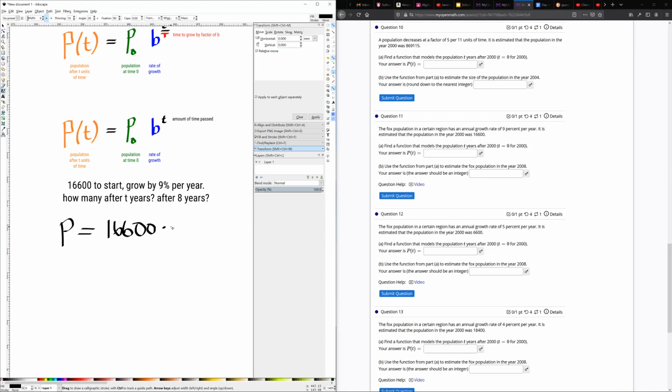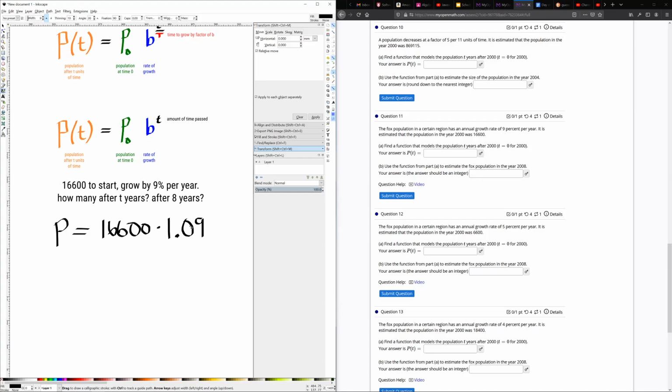Times an increase of 9%. That means you have your original 100%, 1, and then you add 9% to that. So 1.09 is your factor. So you're going to take your percentage and add that as a decimal to 1. You don't want to lose your original 16,600. You just want to increase that by 9%. So you're going to do 1.09 for a 9% growth per year. All right, so after t years, you just put a t here. And that's all you got to do.